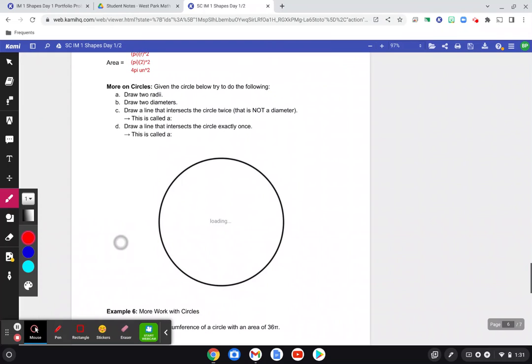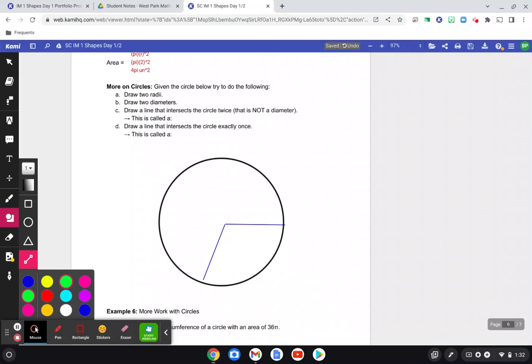Just real quick, some more definitions. We already defined a radius as, let me get a straight line tool here, from the center to a point on the circle. So that's a radius, but this would also be a radius, right? Those are both radii.